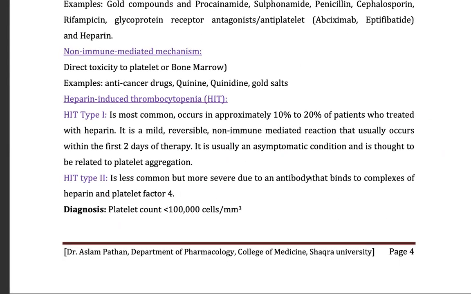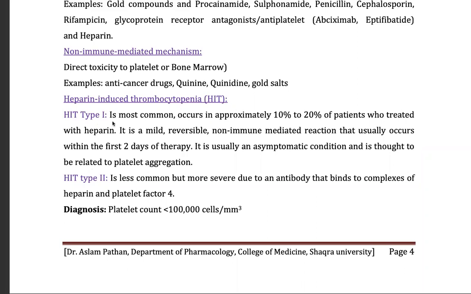Heparin induced thrombocytopenia. This is most important. Heparin is an anticoagulant and generally used in the prevention of deep vein thrombosis, in the prevention of pulmonary embolism, and for the prevention of thrombosis in most of the cases during the surgery and after the surgery. Heparin induced thrombocytopenia, HIT, has two types, type 1 and type 2.